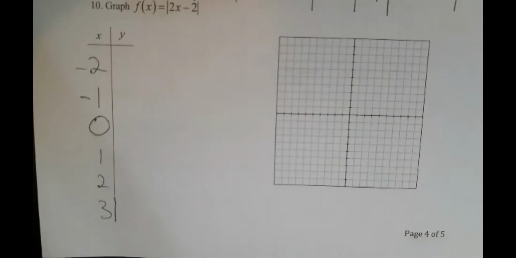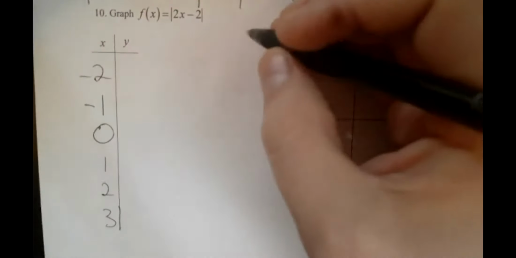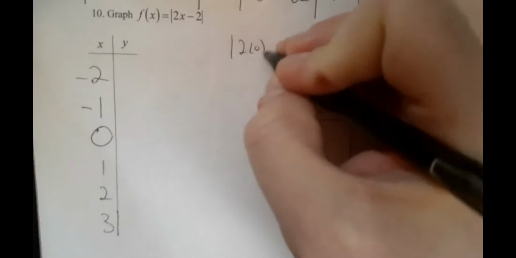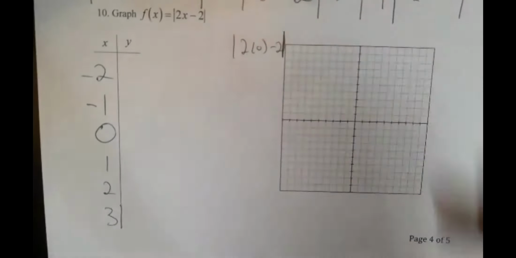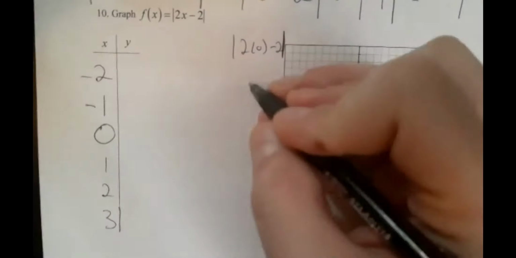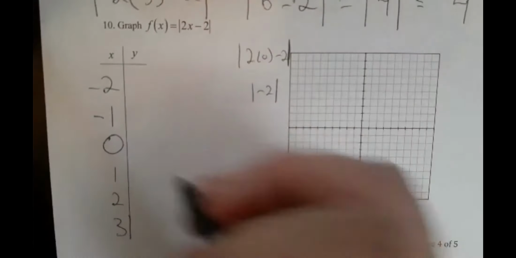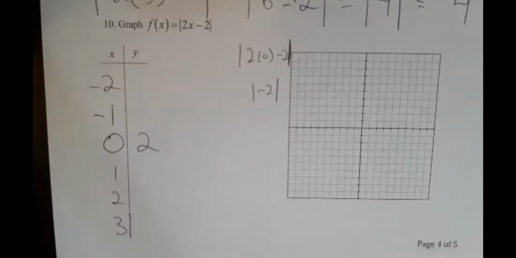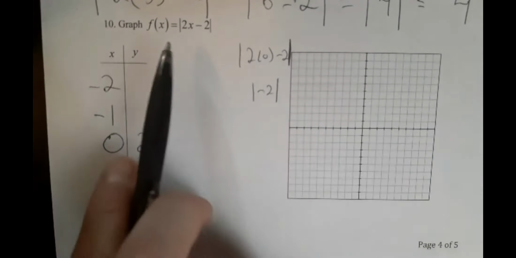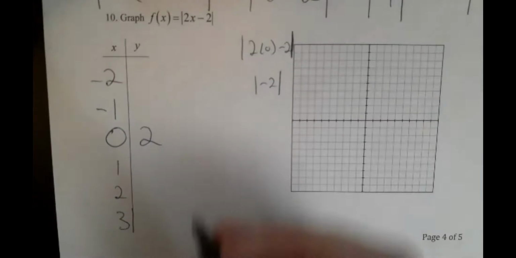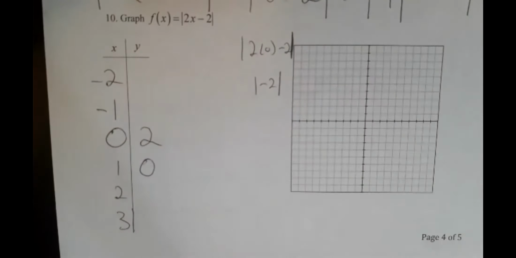Okay. So if we plug in 0, we're going to get 2 times 0 minus 2. I believe we're going to get minus 2, and the absolute value makes it positive 2. So you should be able to plug in things. You should be able to evaluate these and get these other numbers before I put them up, I'm hoping. And if I plug in 1, 2 times 1, and then 2 minus 2, I believe 1 is going to give me 0. 2 should give me 2.